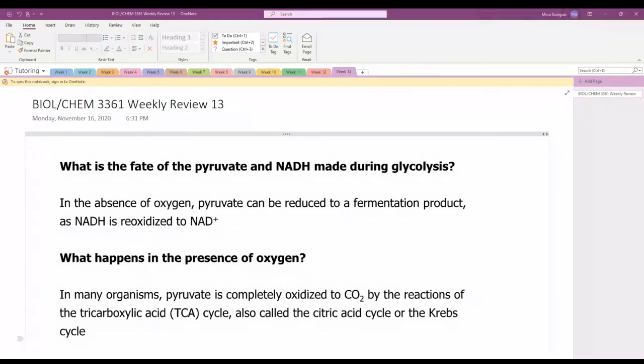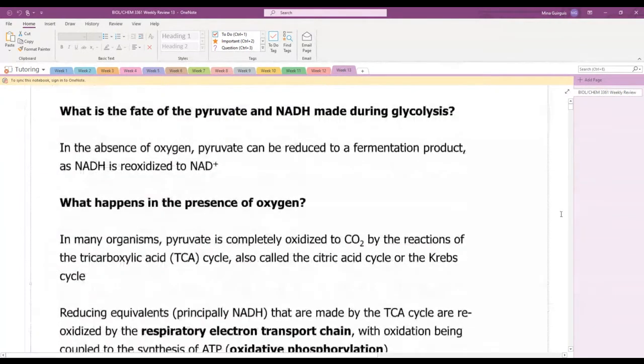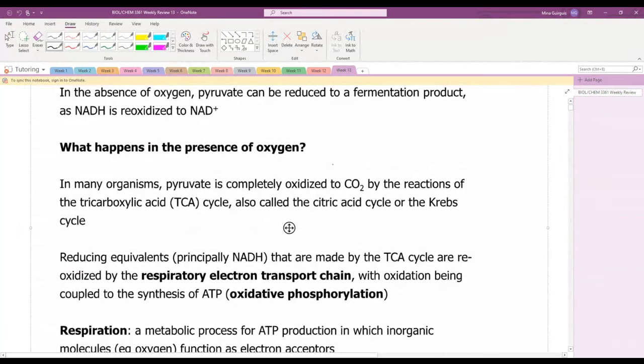we basically oxidize completely to CO2. We go through the citric acid cycle, and what we get out of that is a lot more NADH, some FADH2, things like that. Then those molecules go through the electron transport chain, and they make a proton gradient using the hydrogens that they have, and give us a lot of ATP using what's called the proton motive force. We're going to talk about that in more depth next week, but I just want to very briefly go over it. Reducing equivalents that are made are reoxidized in the electron transport chain, with oxidation being coupled to the synthesis of ATP.